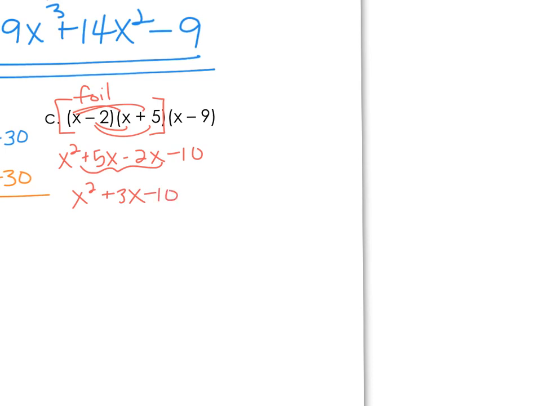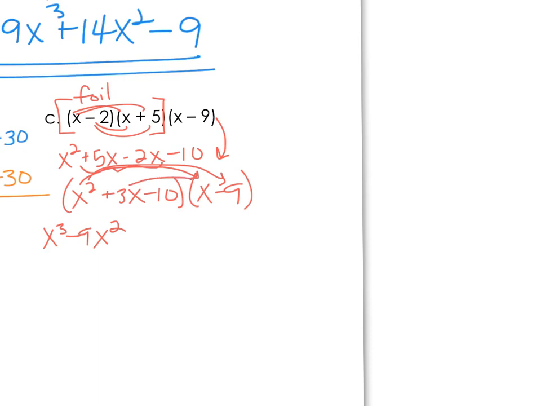Since we have to multiply that with that x minus 9 on the right, let's make sure to put that in parentheses and then drop down that x minus 9. And now we're going to supersize FOIL like we did in the last example. Let's take x squared and distribute it to both terms. That would give us x to the third minus 9x squared.